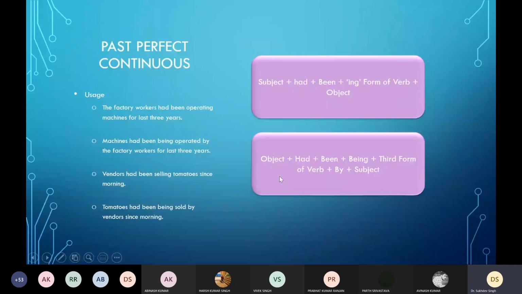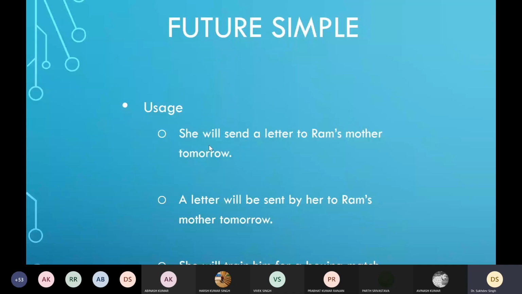The rule is very simple. Subject plus had plus been plus ing form plus object. And then the object will be coming first, then had plus been plus being plus third form of verb plus by, and then the subject. Now we move to the next tense, future simple.